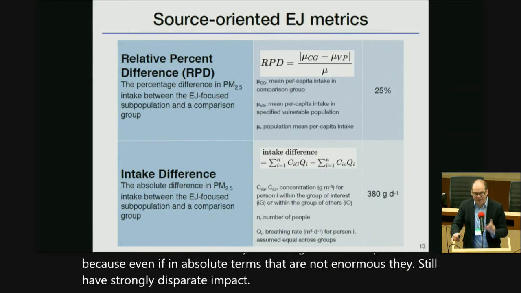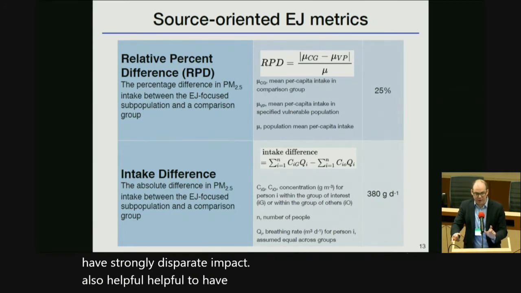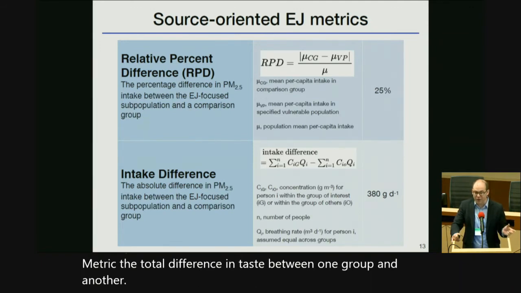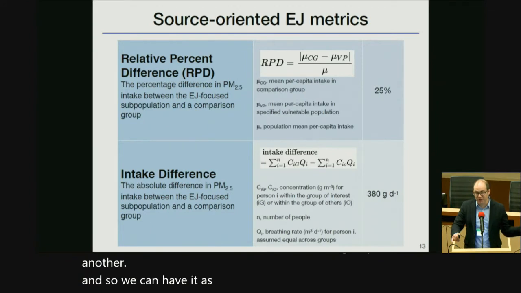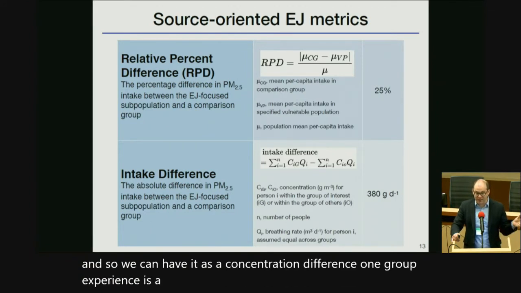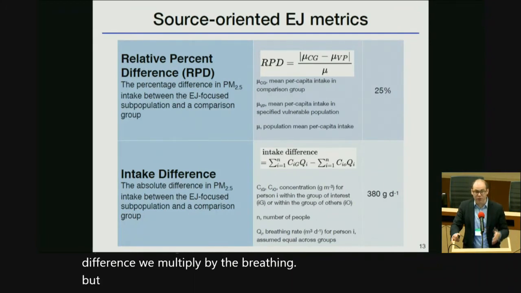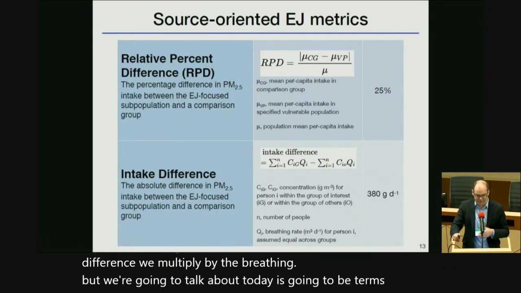It's also helpful to have an absolute metric, the total difference in intake between one group and another. And so we can have that as a concentration difference, where one group experiences a higher concentration than another, or an intake difference, where we multiply by the breathing rate. Much of what we're going to talk about today is going to be in terms of concentration differences between one group and another.